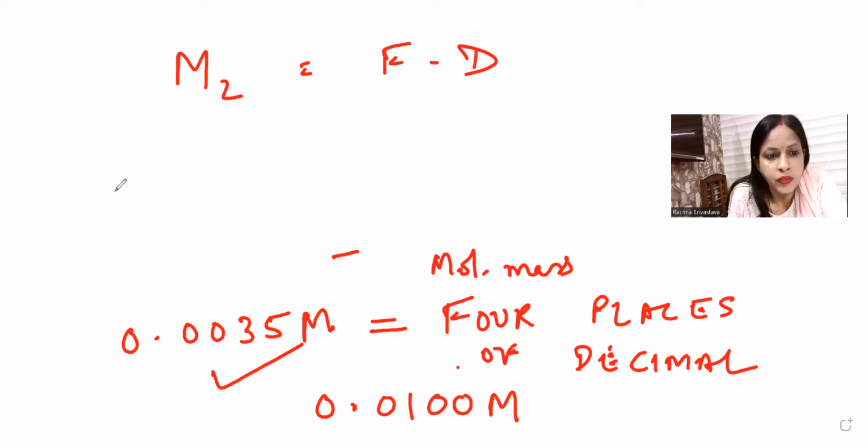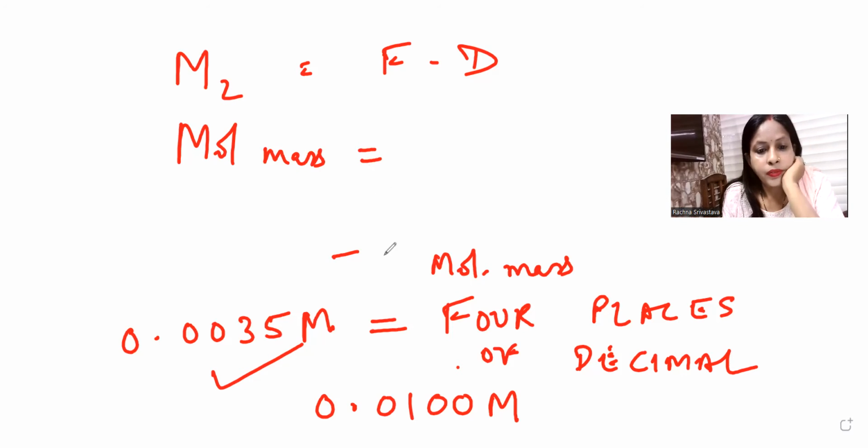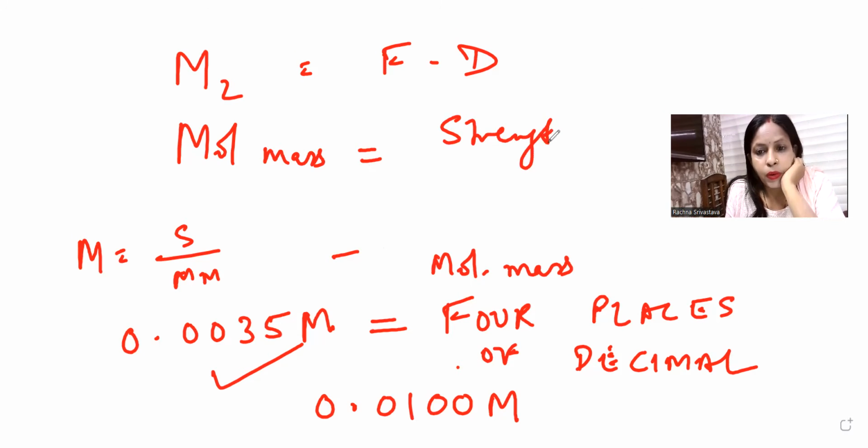Then comes your third part. Now your third part, if they are asking X, your third part will always be the calculation of molecular mass. Now molecular mass, you will be calculating by the formula. You have seen in the first part, molarity was strength upon molecular mass. So your molecular mass will be strength upon molarity.